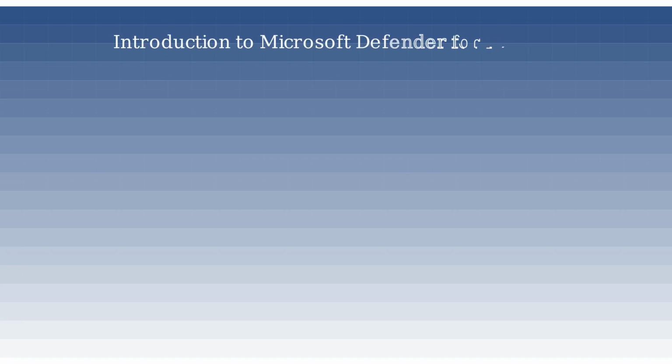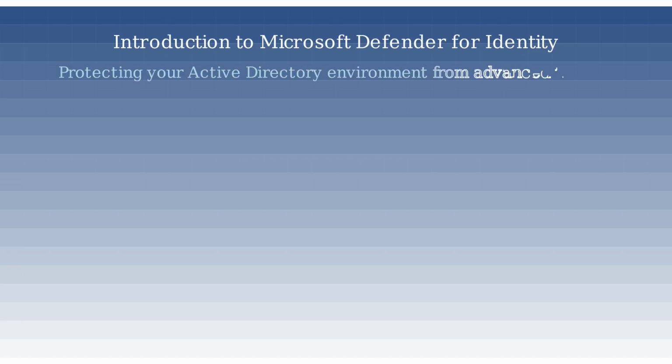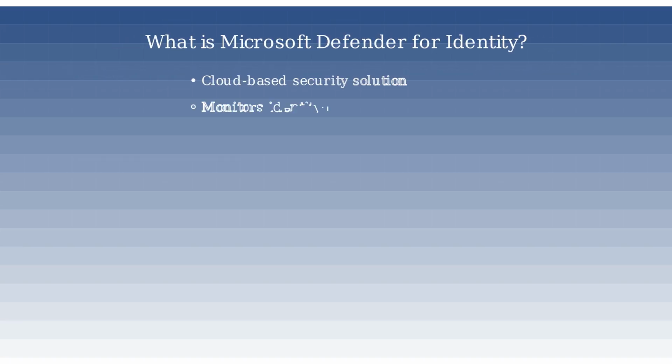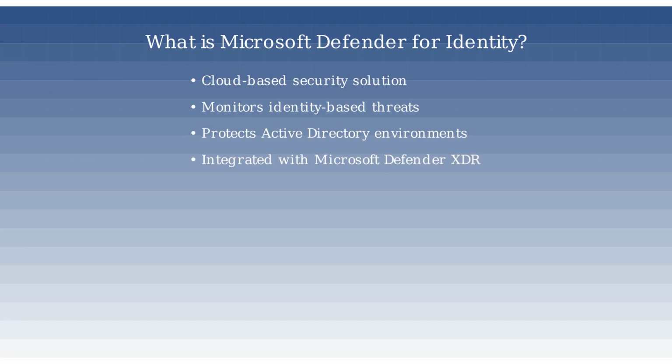Microsoft Defender for Identity is a cloud-based security solution designed to protect your organization from advanced threats targeting your on-premises Active Directory environment. It monitors and analyzes identity-based threats in your Active Directory environment. It is now fully integrated with Microsoft Defender XDR, providing a unified security operations experience.